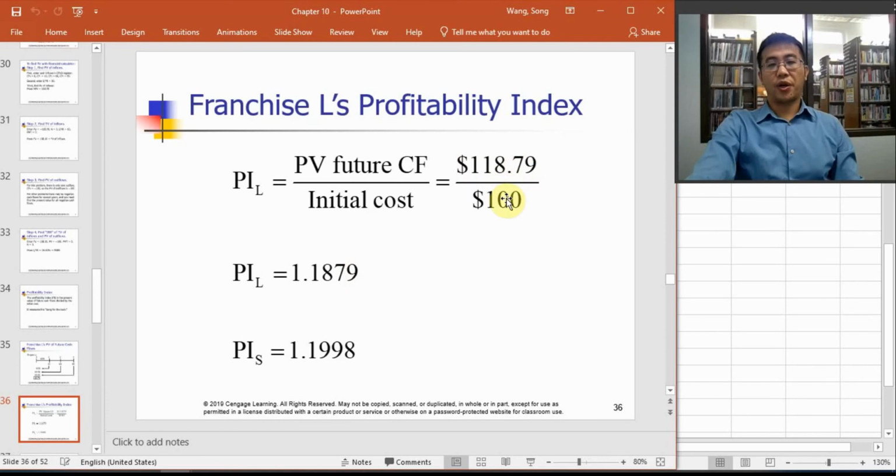And if a project has a PI, Profitability Index, greater than 1, that means the present value of future cash flows are greater than the initial cost. So this project is good. So as long as the PI is greater than 1, it's good. So you can calculate the PI for both.